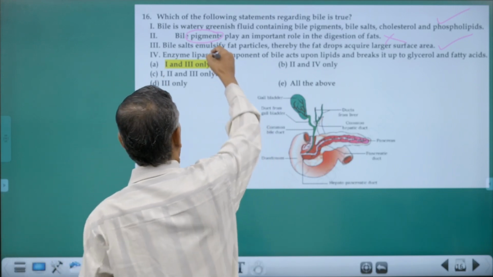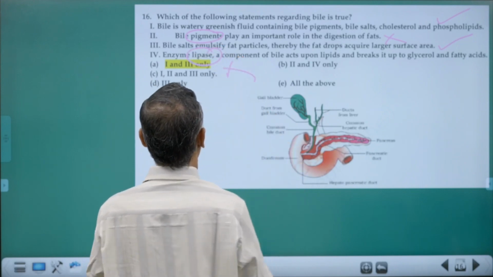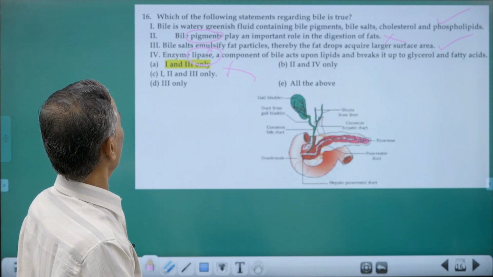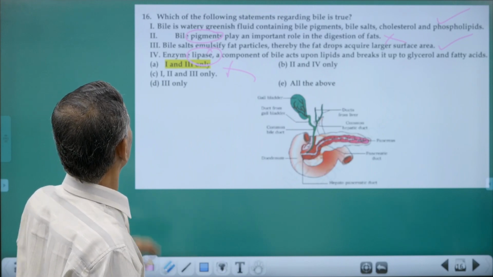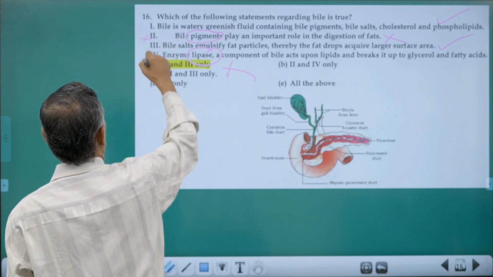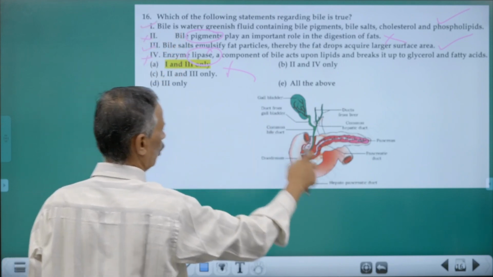So these are the three ways in which the bile is helping in fat digestion. So it is having no digestive enzyme, that is wrong. So regarding bile, only two are correct. 1 and 3 are correct. These two are wrong. So we go to the option.